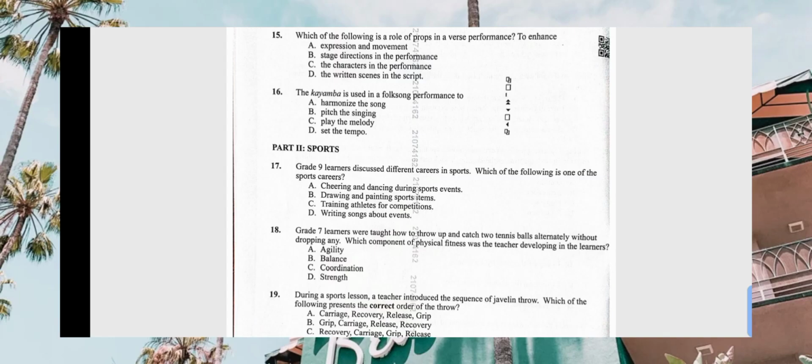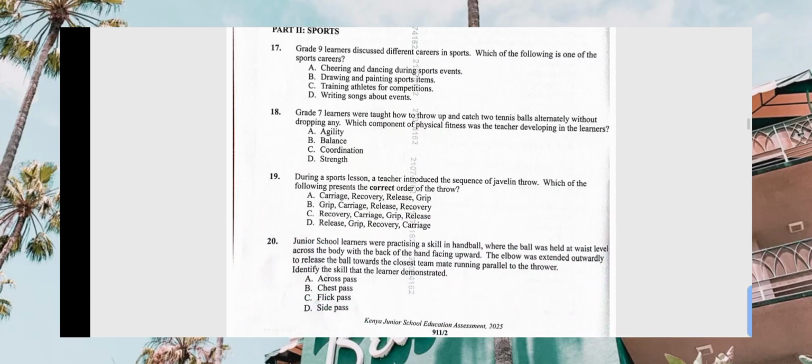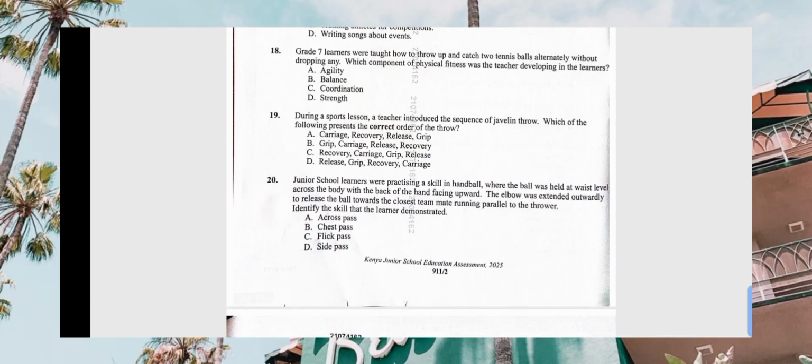Grade 7 learners, that's number 18, were taught how to throw up and catch two tennis balls alternatively without dropping them. Which of the following components of physical fitness was the teacher developing in learners? Look at the components we have there. Number 1 is agility. Then we have balance. We have coordination. We have strength. So the correct answer there is coordination, especially when you are using two different parts of the body. You are coordinating them to catch the balls.